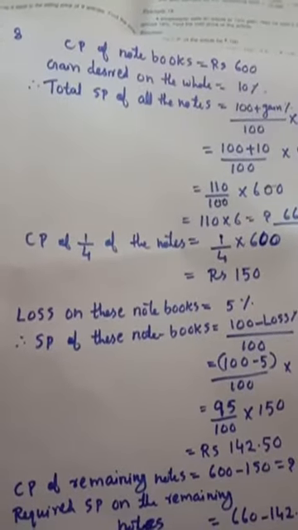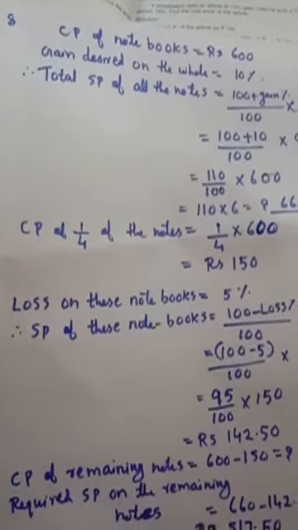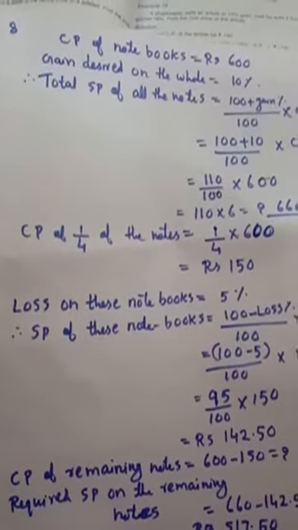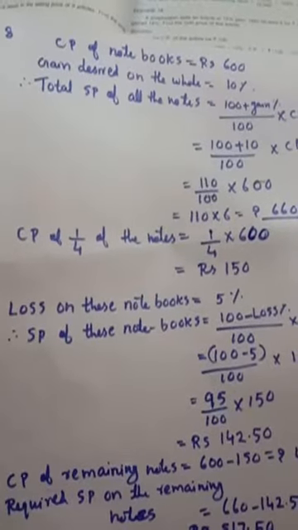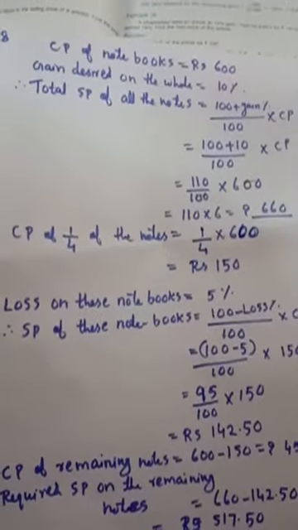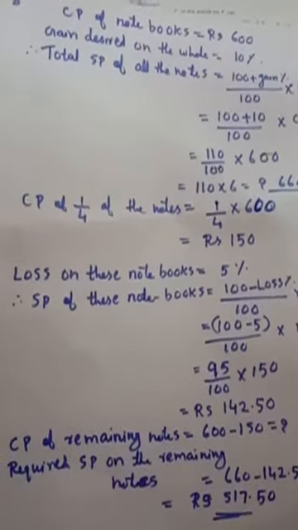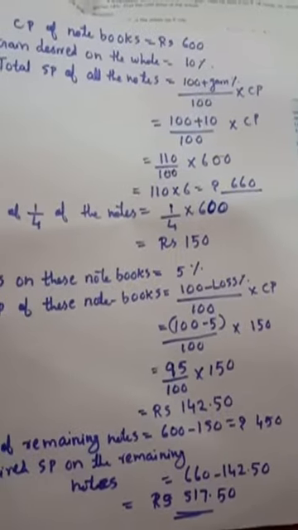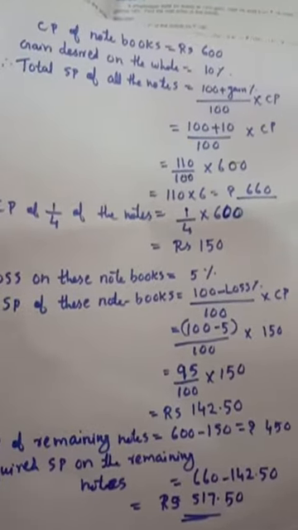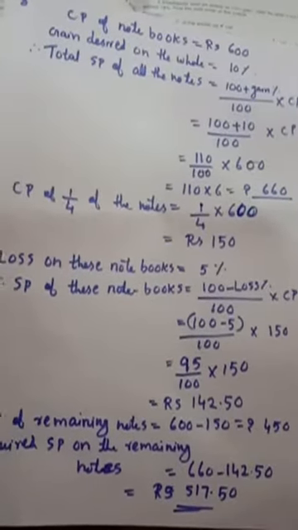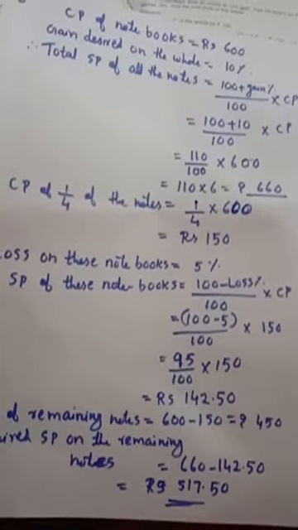So the loss on these notebooks is 5%. When he is selling 150 worth of notes, that is 1/4 of the notes, he had a loss of 5%. So we want to find the SP of these notebooks. SP is equal to 100 minus loss percentage by 100 into CP. That is 100 minus 5 by 100 into CP 150.